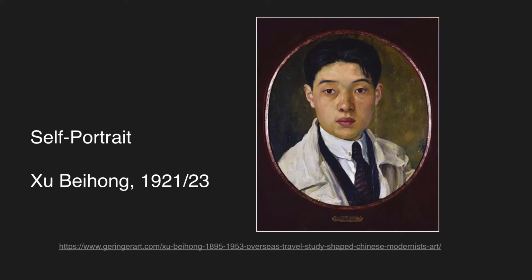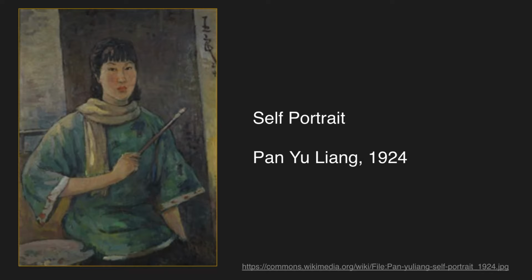Chinese painter Chu Beihong wanted to modernize painting in China. He traveled to Japan, France, and Germany. Another Chinese painter, Pan Yuliang, was the first woman in China to paint in the Western style.